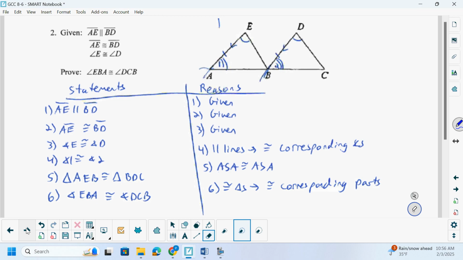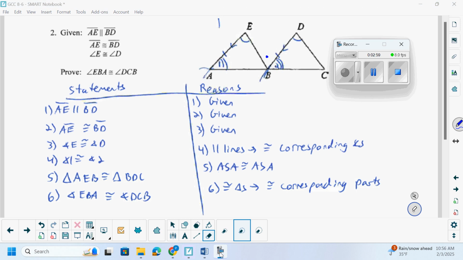Going on to number 2, we were given a set of angles and a set of sides congruent already. So that was 2 of 3 things. Then we had parallel lines. If you tried to do a zigzag with the parallel lines, one of the angles of the zigzag was not in the triangles. So that told us to then look for corresponding angles.